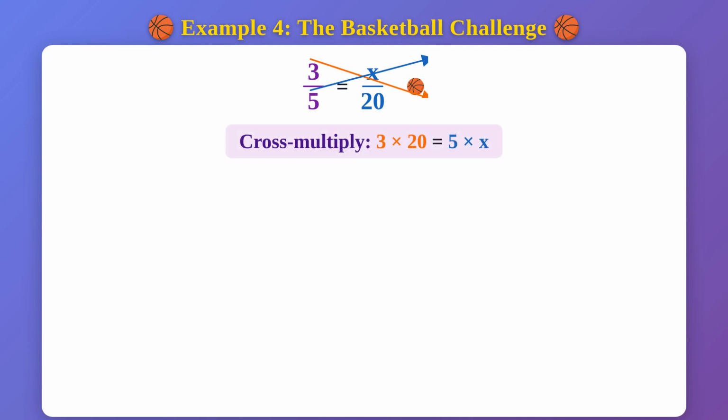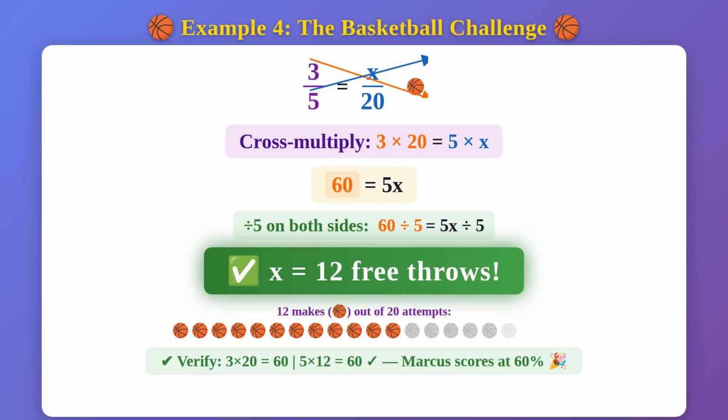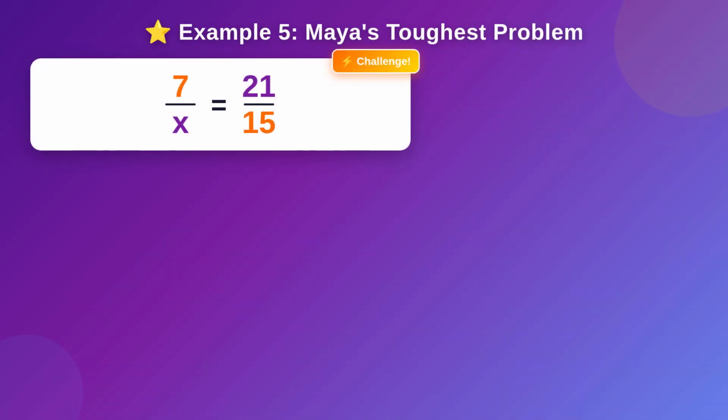Maya's brother Marcus shoots 3 free throws for every 5 attempts. If he takes 20 attempts in a game, how many will he make? We set up 3 over 5 equals x over 20. Cross multiply. 3 times 20 equals 5 times x. 3 times 20 is 60. So 60 equals 5 times x. Now divide both sides by 5. 60 divided by 5 is 12. So x equals 12 free throws. Let's verify. 3 times 20 is 60, and 5 times 12 is 60. Perfect. Marcus makes 12 out of 20. That's a 60% success rate.